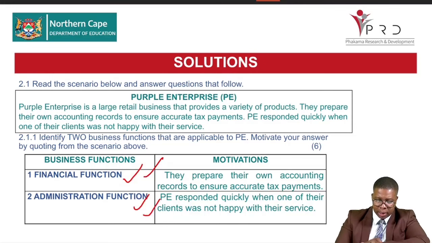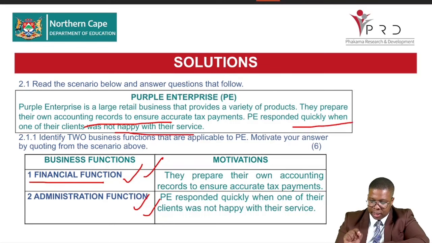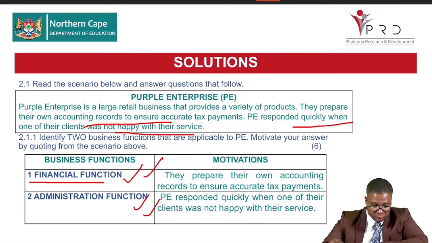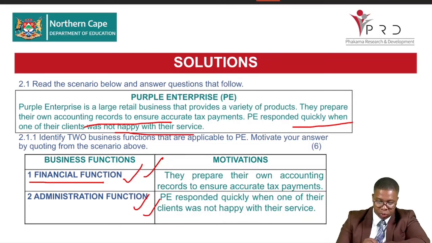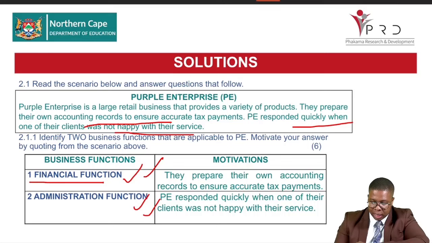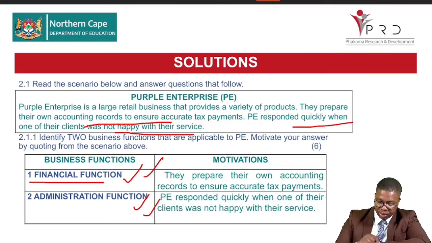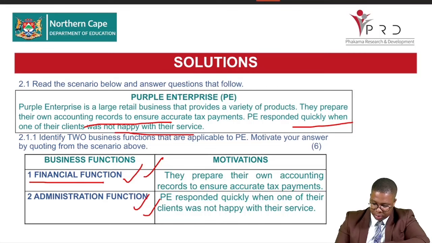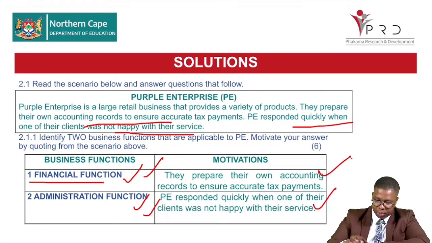And then why? Because the preparation of accounting records would be the responsibility of the financial function. And then when we talk about responding quickly to clients who are not happy with their service, the client will first go to the administration of the business, or the administrators would be the first people to deal with the client who is complaining. Hence, it is their responsibility, contributing to the success of the business if they are able to deal with clients who are not happy about the service. So those are the motivations.